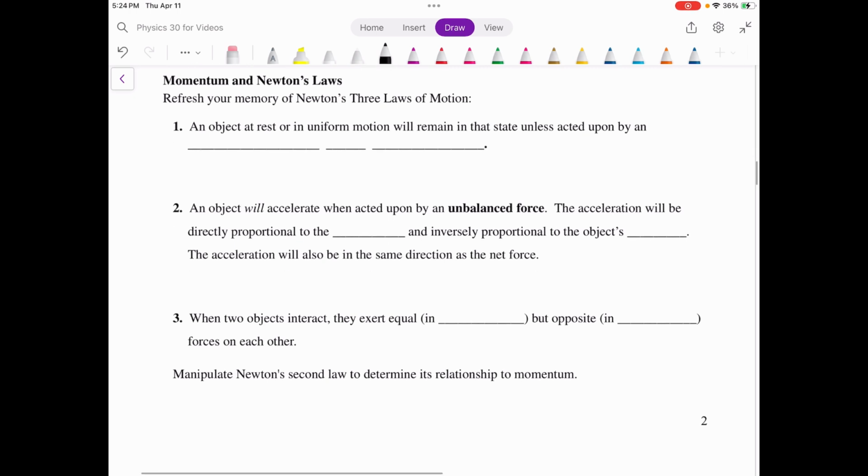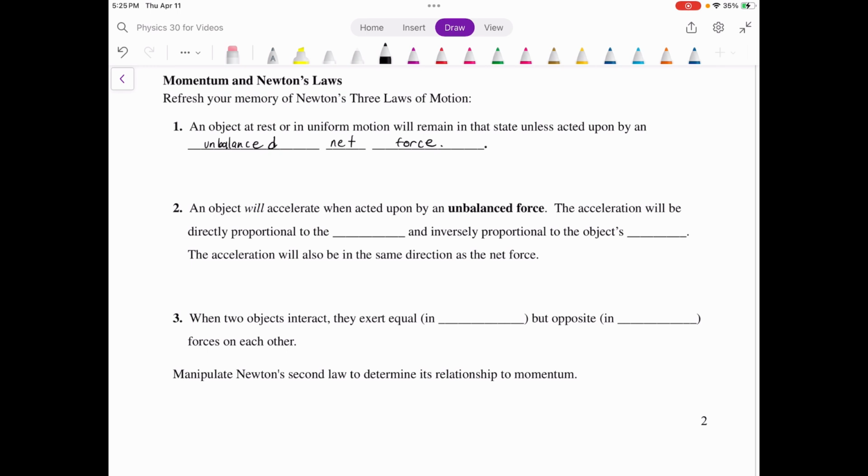Okay, so Newton's first law is what we often call the law of inertia. All it says is that an object at rest or in uniform motion will remain in that state unless acted upon by an unbalanced net force. Now, what does that mean? It just means objects will keep doing what they're doing unless some net force causes them to change that, right?